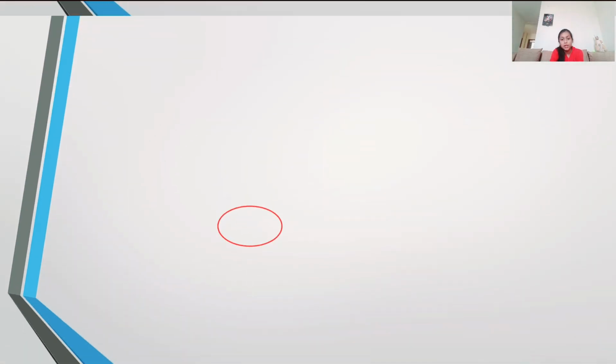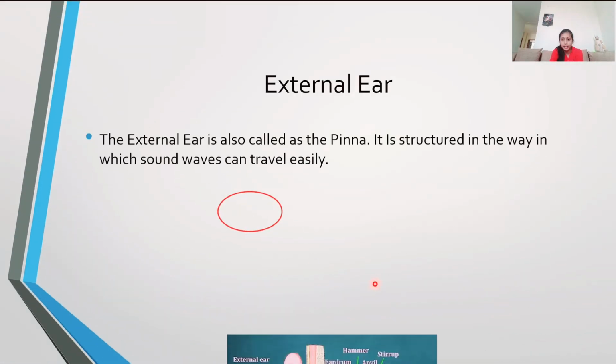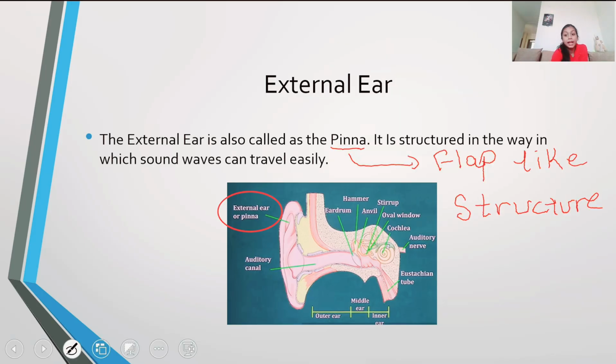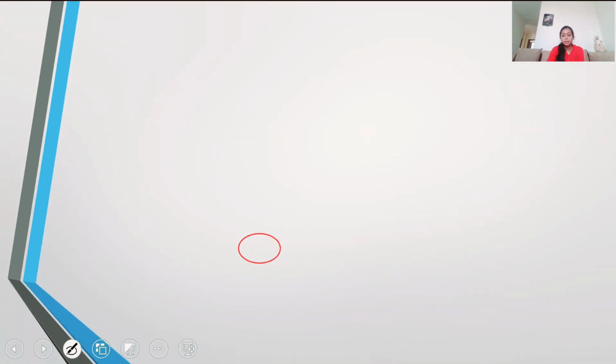So our next one is about the external ear. So this is our ear, right? And you know it's made of many structures inside. The external ear is also called the pinna. It is structured in the way in which sound can easily travel. So the pinna is a flap-like structure. It is structured in the way in which sound waves can easily travel. So the external ear, this one is known as the pinna also. Okay, let's move on to our next slide.